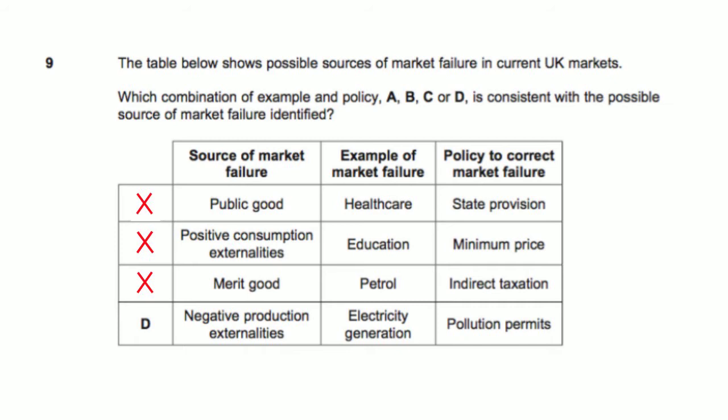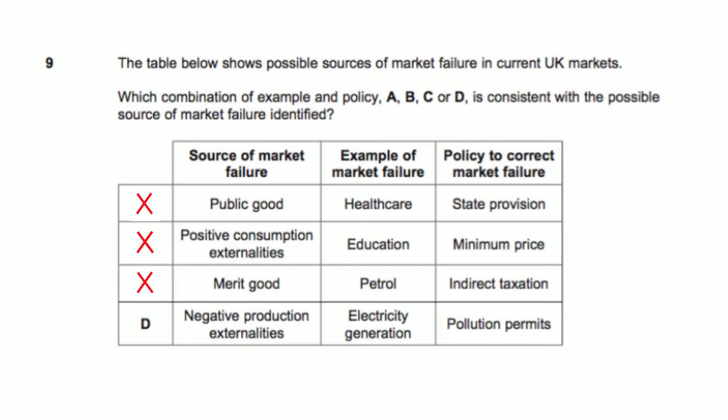The source of market failure is negative production externalities, and the example is electricity generation. So an example within electricity generation could be a coal-powered power station. By burning coal, it emits carbon dioxide into the atmosphere, which causes the enhanced greenhouse effect, and also the burning of coal causes sulfur dioxide to be emitted into the atmosphere. This then mixes with rain, which causes acid rain. So the example is correct at the moment.